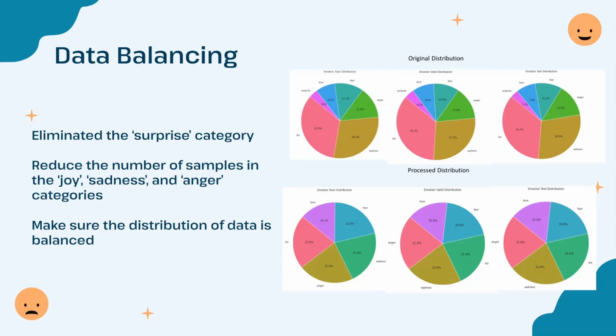In the slide, you can find that there are several pie charts. They correspond to the training, validation, and test datasets post-balancing, exhibiting the following distributions.